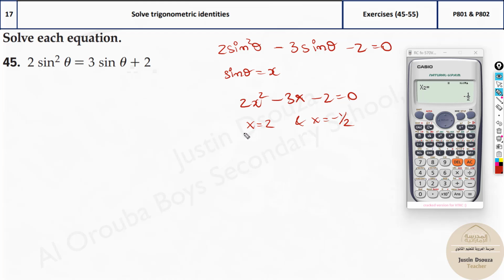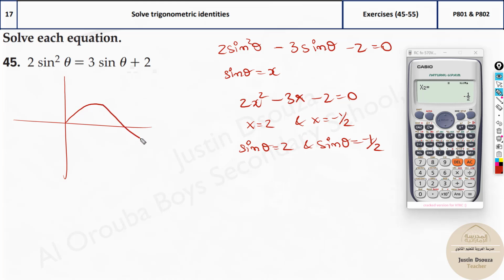But is this x actually? No, it's sine theta. So let's substitute it back. It's sine theta equals 2 and sine theta equals negative half. Now, do you know what is the range of sine theta? If you know the sine theta graph, imagine you start over here at 0, goes up to the maximum, comes down to the minimum, and it just continues the same, right? So the maximum is 1 and the minimum is minus 1. It can never have any values other than between 1 and minus 1. So here sine theta is 2. It's not possible, because sine theta can never be 2.